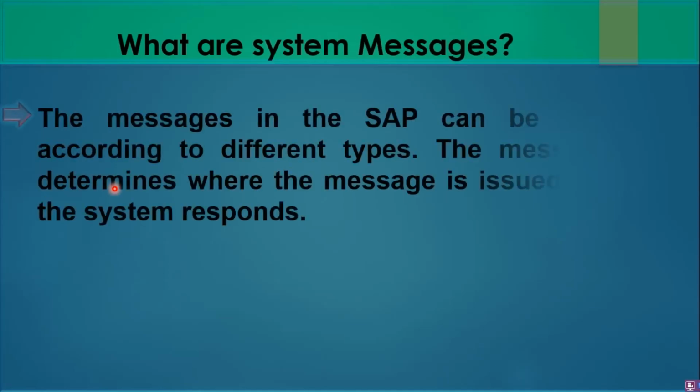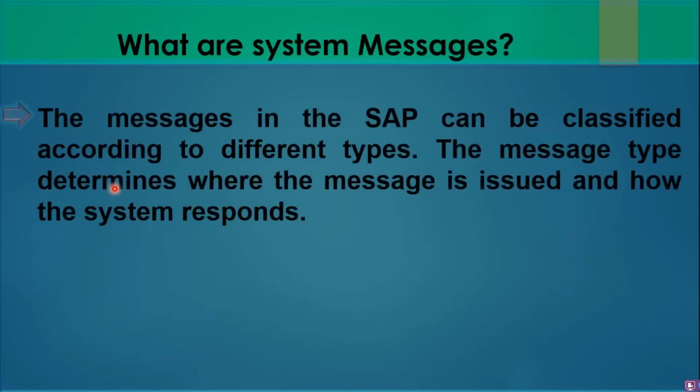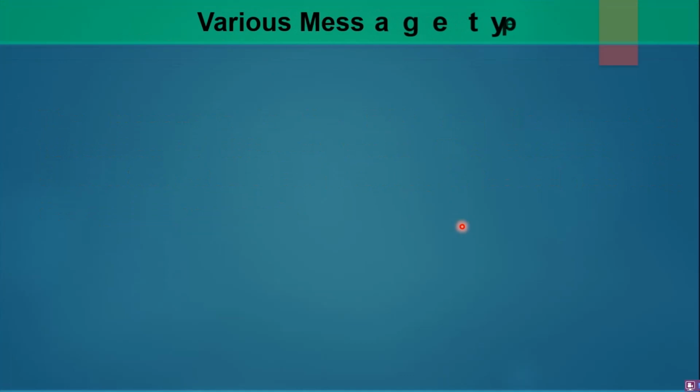What exactly are system messages? The system messages in SAP can be classified according to different types. The message type determines where the message is issued and how the system will respond. Messages which refer to errors, we call them error. Then sometimes warning messages. There are five different types of messages. So we will see what the various message types in SAP are and how we use them. First I will explain the types, and then I will show you how to configure them for particular types of documents or functionalities. So let's see one by one which are the various types.